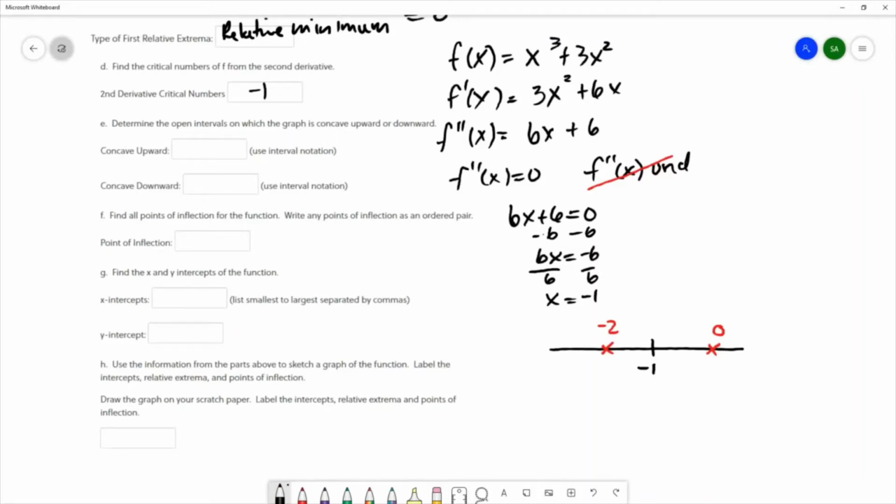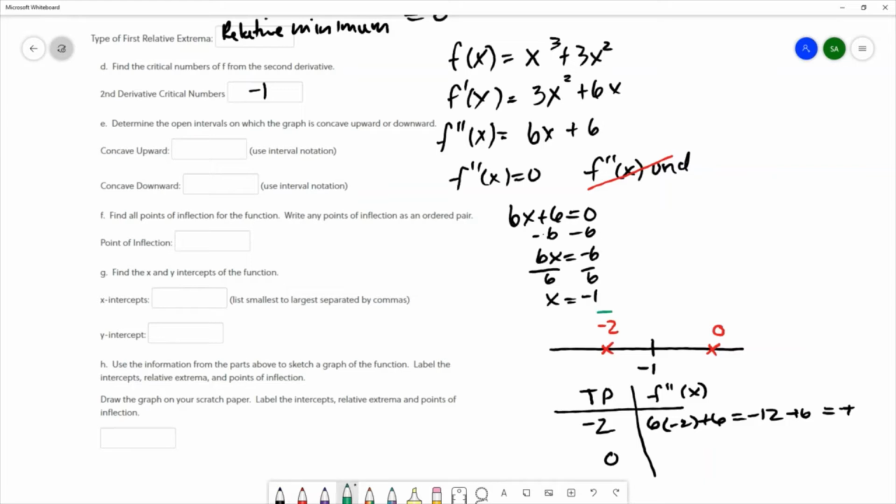So we have our test points of -2 and 0. We'll substitute those into the second derivative. 6 times -2 plus 6, that's -12 plus 6. We're going to get a negative for that interval. And 6 times 0 plus 6 is 0 plus 6, and that is positive.